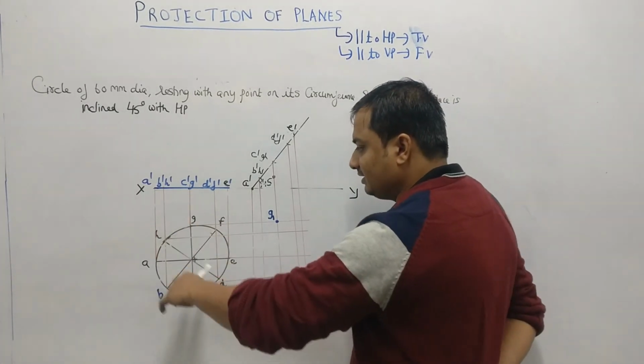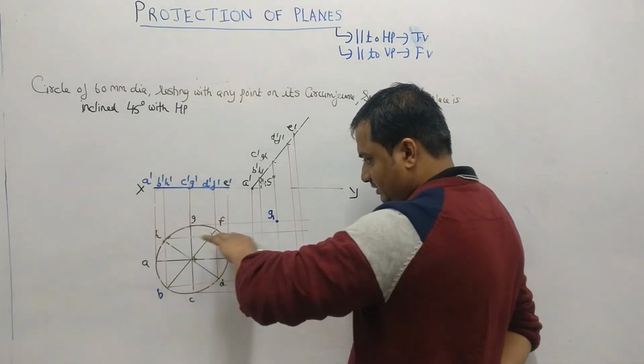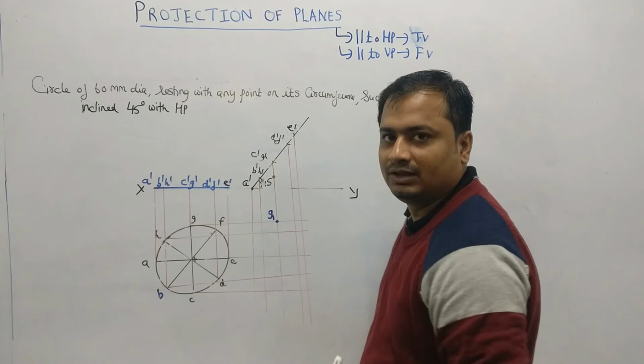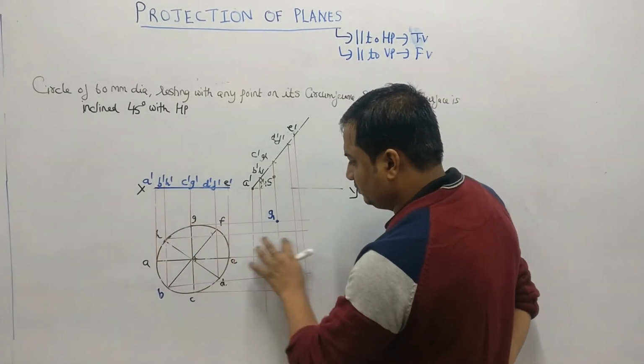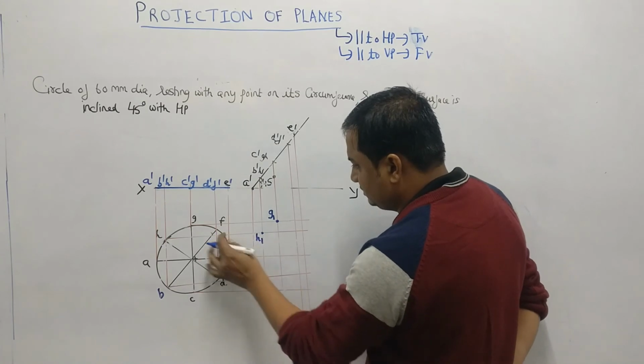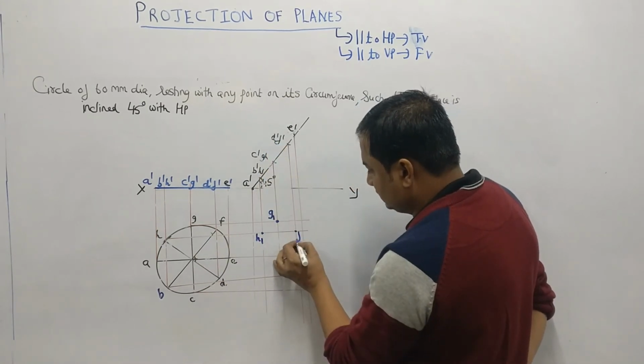When you divide this circle into 8 equal parts, automatically H and F should be on the same locus. I am not getting the same locus because I have drawn it just in a rough manner. So H and F should be on the same line. So H horizontal, H vertical, this should be H1. Similarly, F will be on this line only. So you will be getting F vertical, so this will be F.